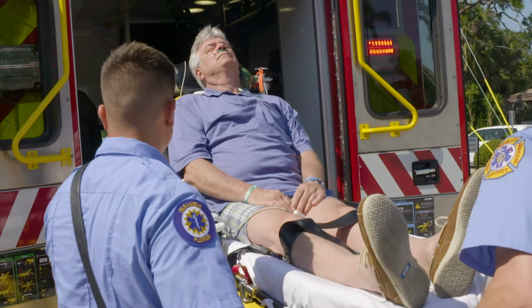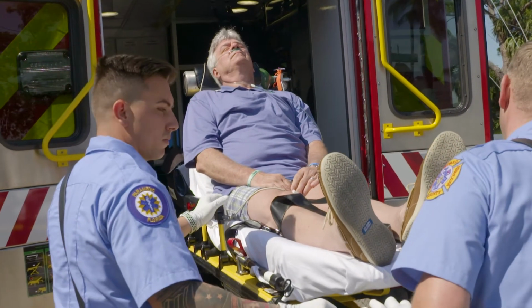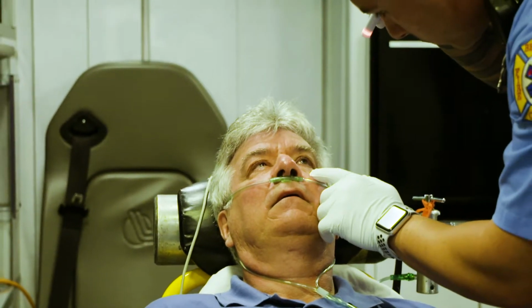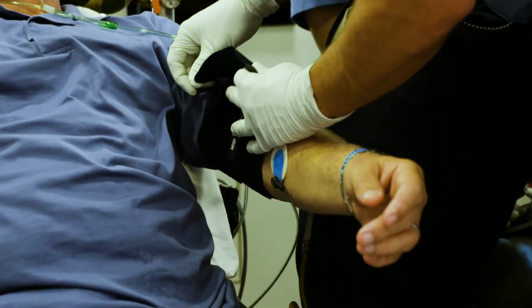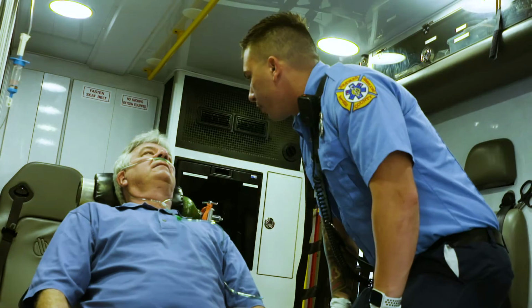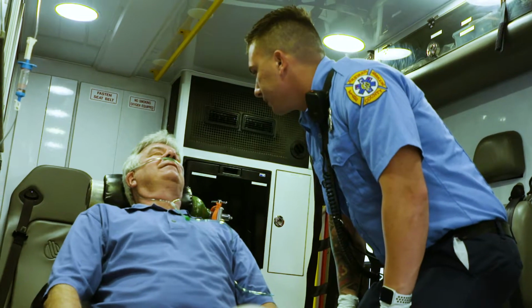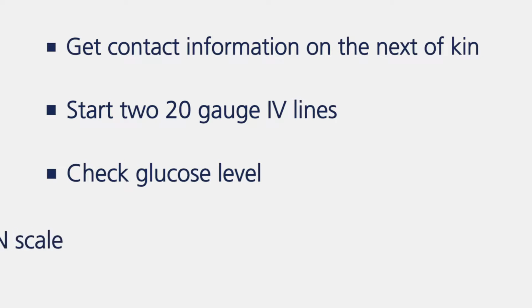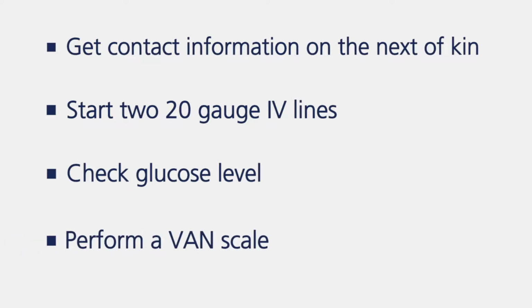Once a patient is evaluated by a paramedic and a stroke is determined, they will indicate a stroke alert, or code stroke, to the closest primary or comprehensive stroke center with the LKN, which is the last known normal time frame. The EMS team will then get contact information on the next of kin, start two 20-gauge IV lines, check glucose level if possible, and perform a VAN scale to identify if they are a candidate for a thrombectomy.